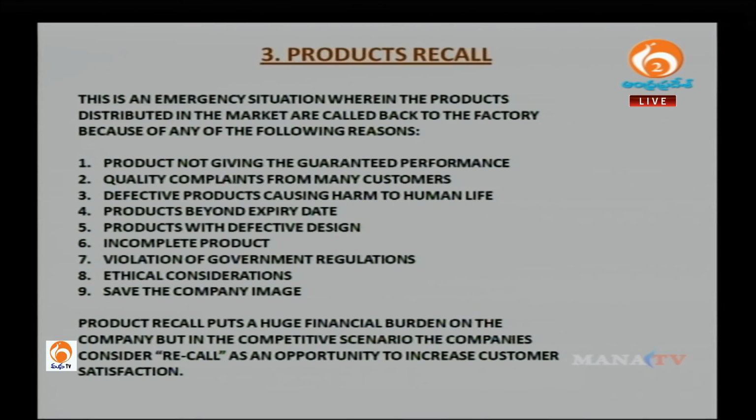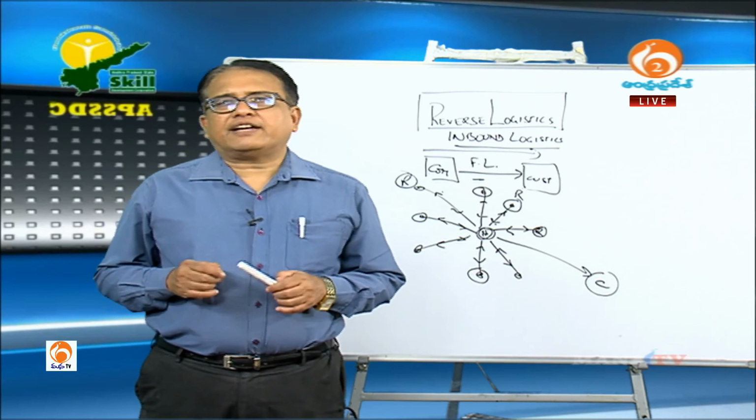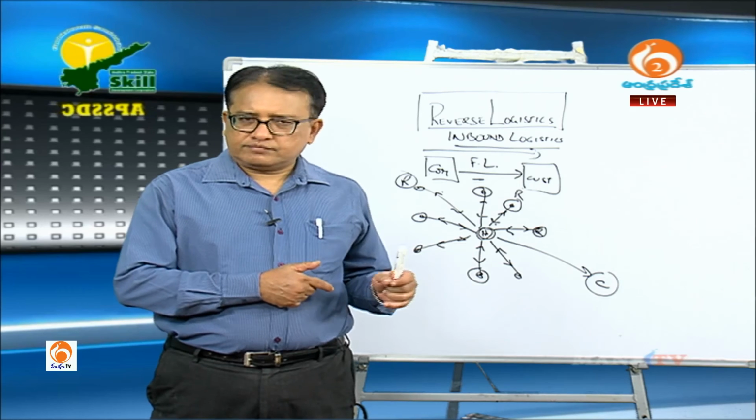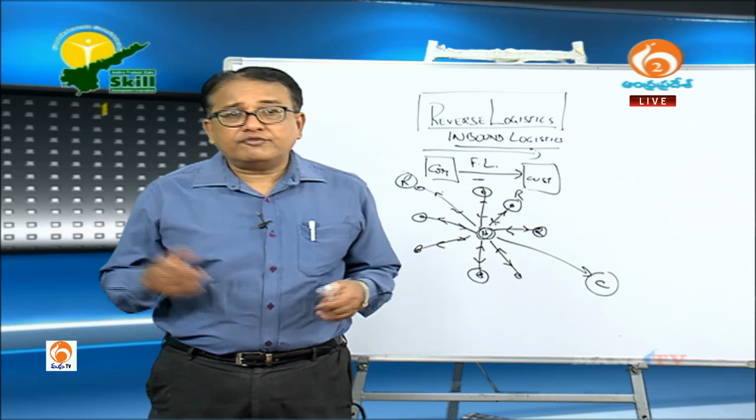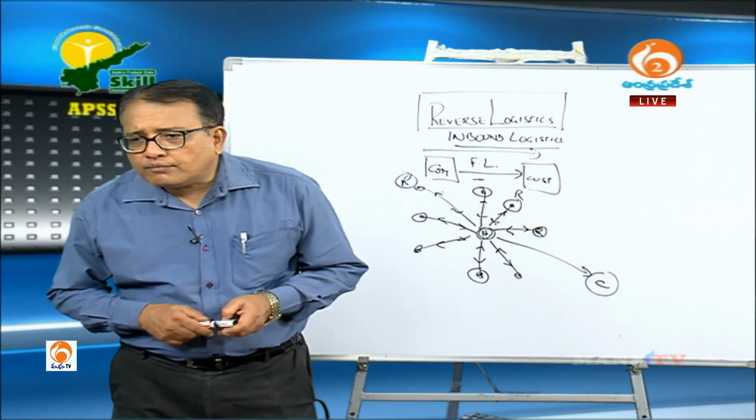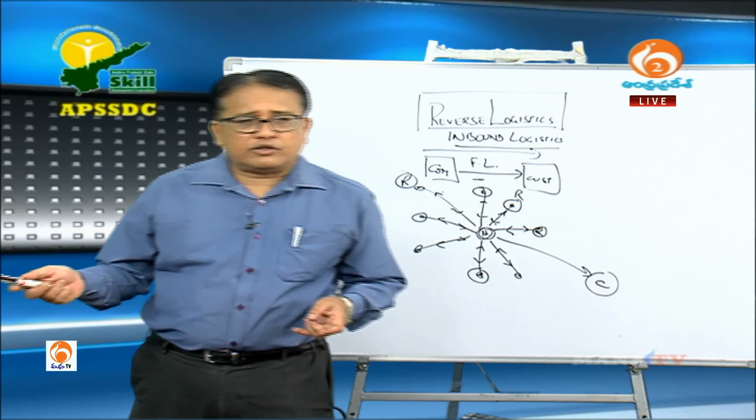Violation of government regulations, very, very important. Ethical considerations and save the company image. In fact, the 9th point should summarize all the 8 points listed earlier. So, there are 8 reasons for which a product can be brought back by the company to its factory: not performing, harmful, violating company or government norms, rules.